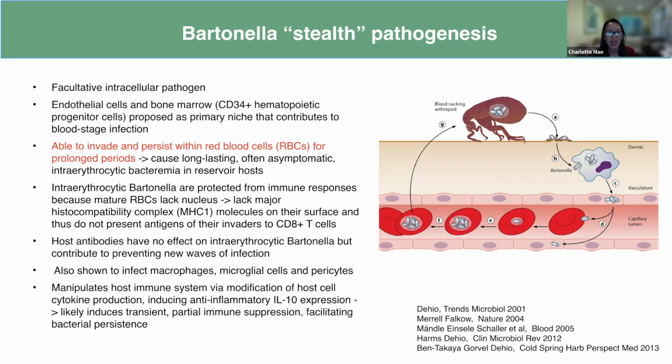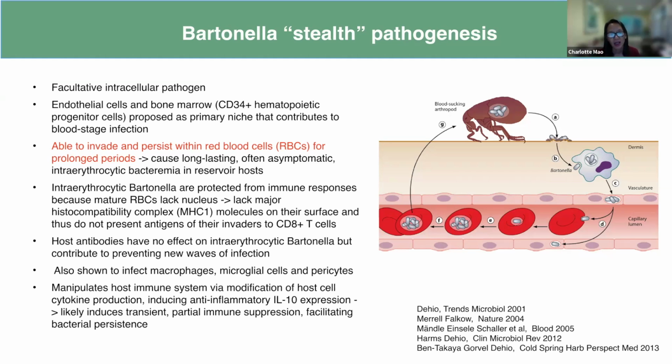Post-antibodies, the humoral immune system will have no effect on these erythrocytic Bartonella, but they can contribute to preventing new waves of infection. Bartonella has also been shown to infect other cells such as macrophages, microglial cells, and pericytes. So that's all important for neurologic manifestations of Bartonellosis.